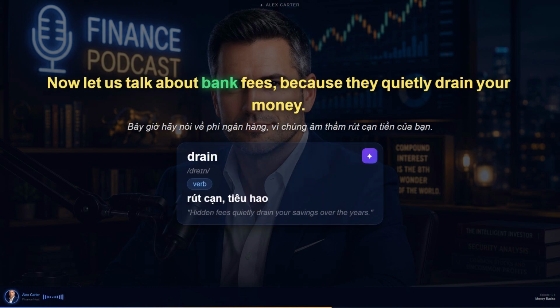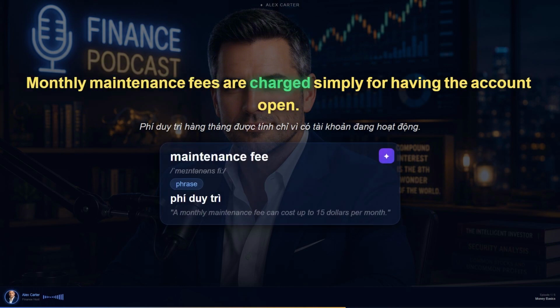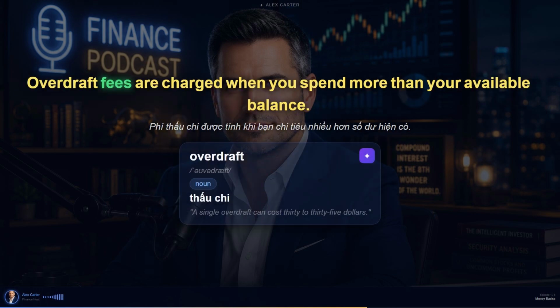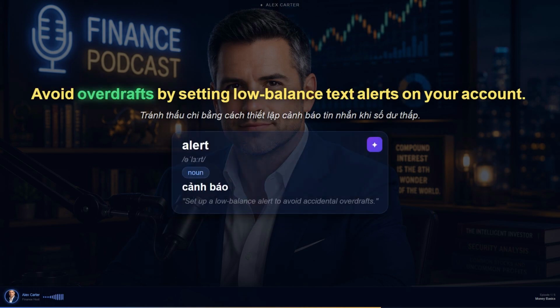Now let us talk about bank fees, because they quietly drain your money. Monthly maintenance fees are charged simply for having the account open. Many banks will waive the fee if you maintain a minimum balance. Overdraft fees are charged when you spend more than your available balance. Avoid overdrafts by setting low balance text alerts on your account.